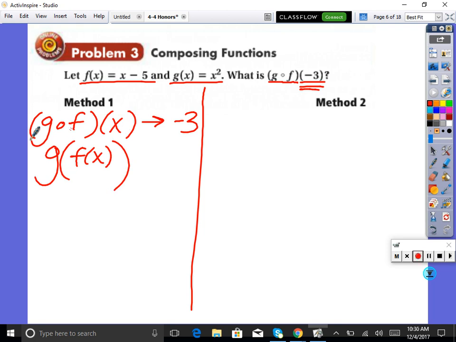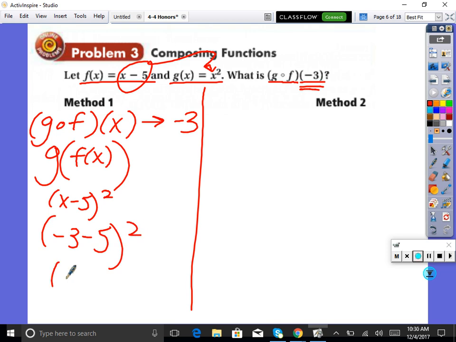Squishing it back in. Plug f of x into function g wherever there's an x. So that'd be x minus 5 to the 2nd power. Now instead of an x, we want to plug in -3. -3 minus 5 squared. -8 squared is 64. That's way number 1.